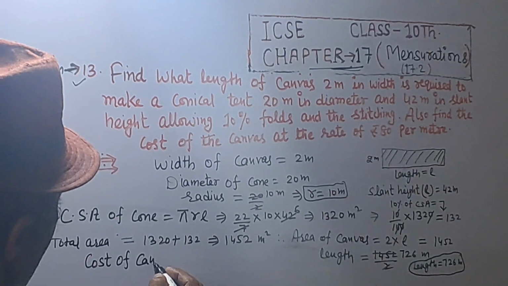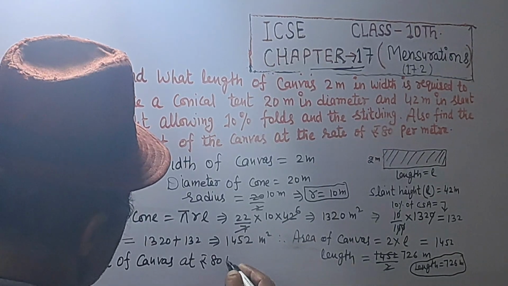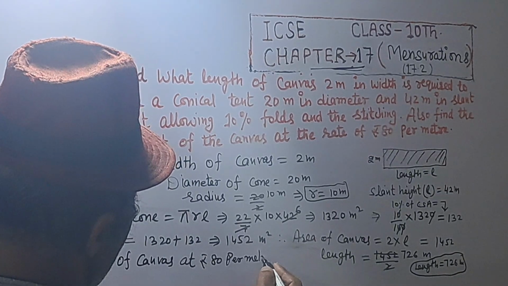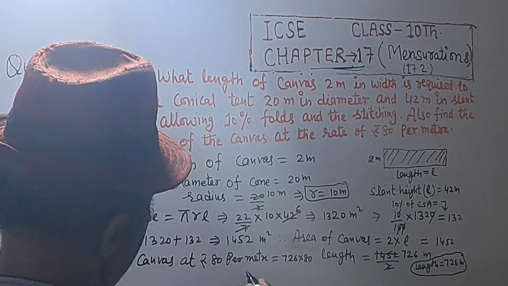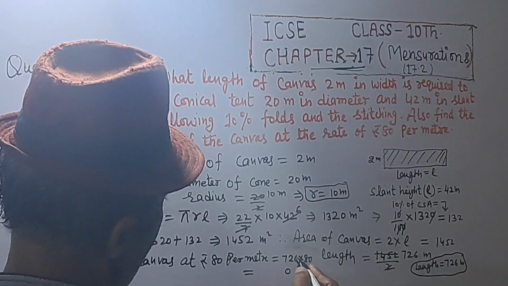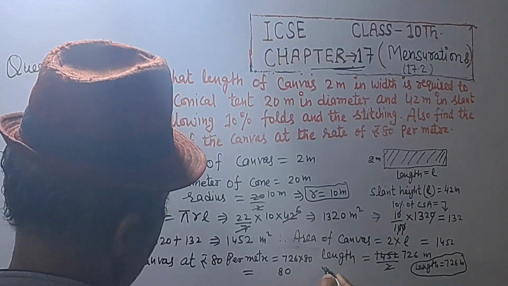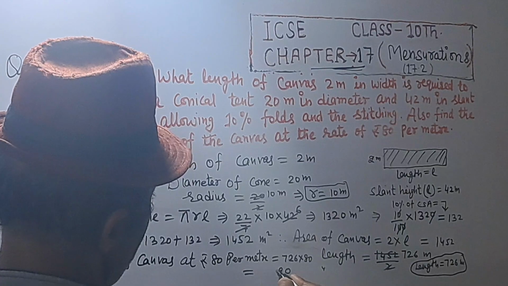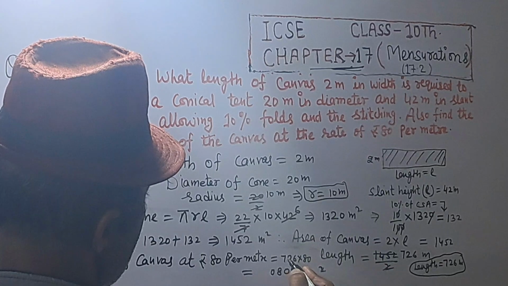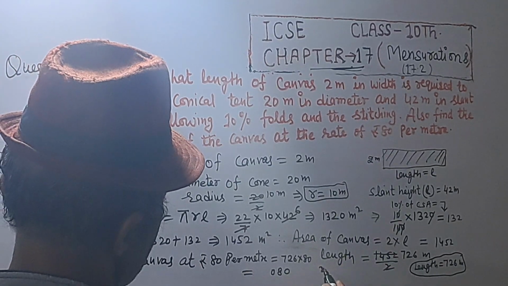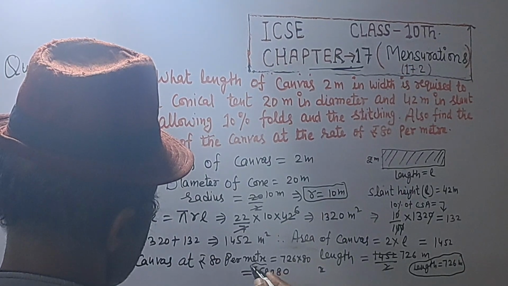Cost of canvas at the rate of rupees 80 per meter equal to 726 multiplied by 80, that is equal to 0, 8 6s are 48, 4 carry, 8 2s are 16 plus 4 is 20, 2 carry, 8 7s are 56 plus 2 is 58 rupees.